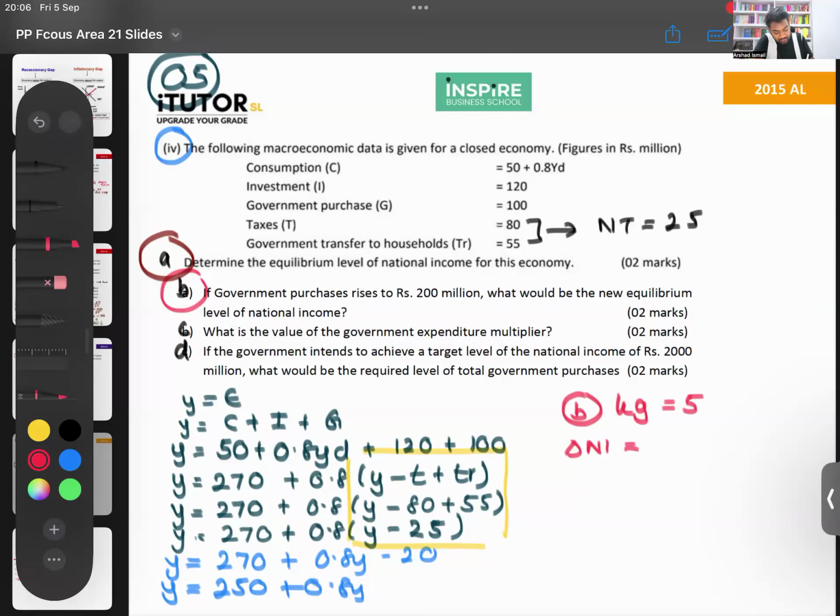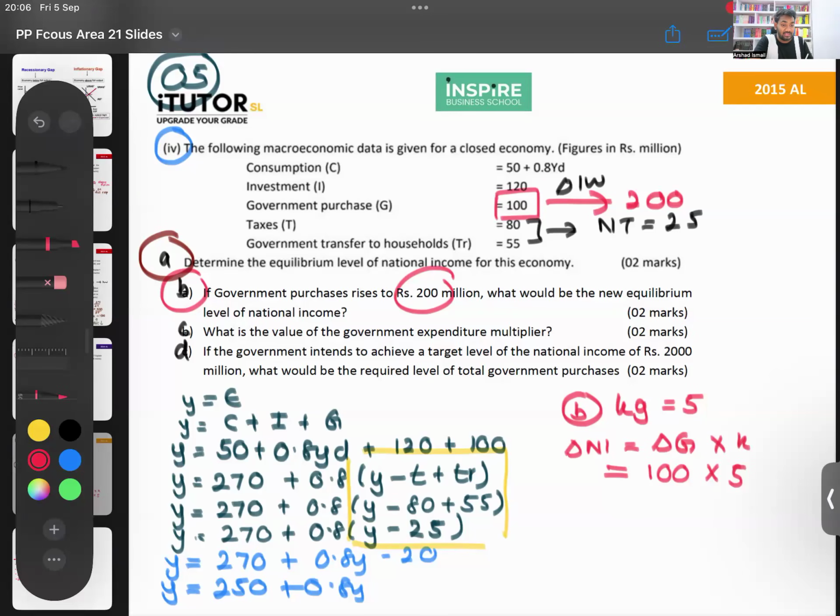If it rises to 200, right now it is 100. Is it changing by 200 or is it changing by 100? Be careful. If government purchases rise to 200, right now it is 100. So how much is it changing by? It's changing by only 100. So it's your change in government spending times your multiplier. Government spending is changing by 100, your multiplier is 5. How much will your national income change by?